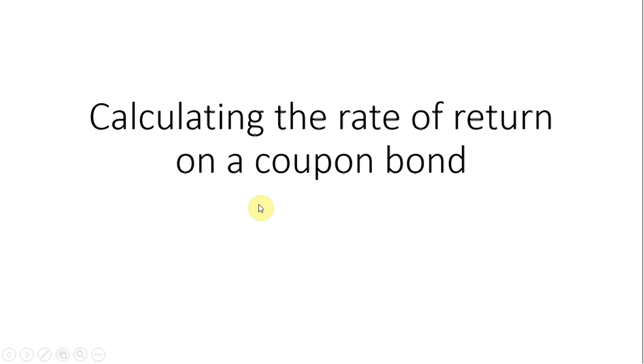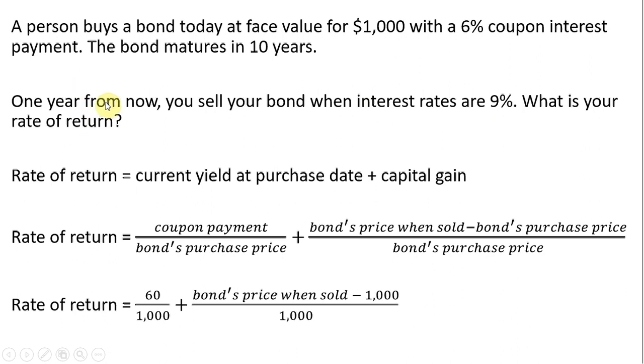In this video, we're going to calculate the rate of return on a coupon bond. So we're going to start with the person who buys a bond today at a face value for $1,000. This bond pays a 6% coupon interest payment, or $60 a year. The bond matures in 10 years.